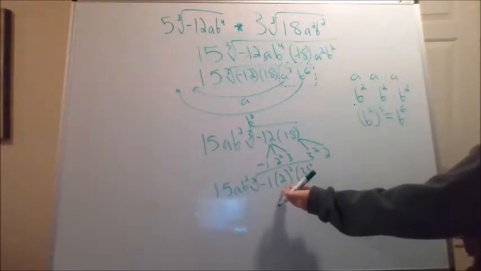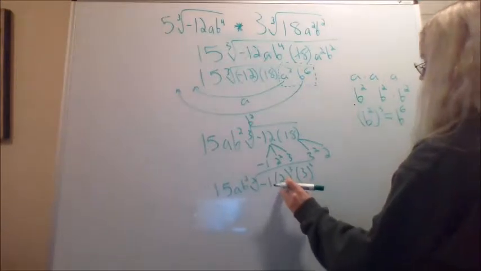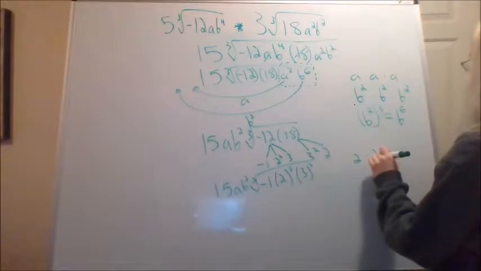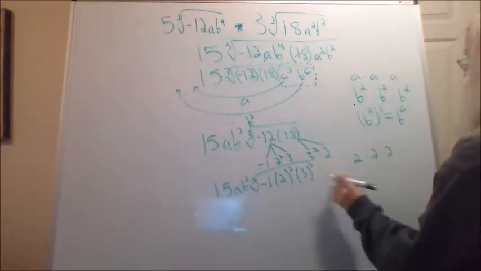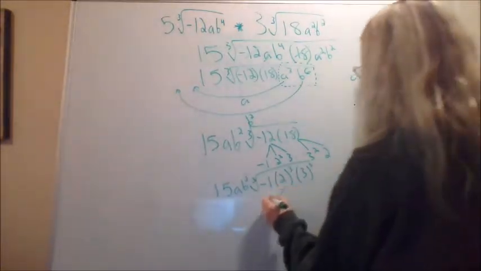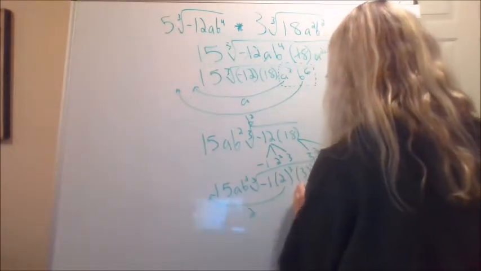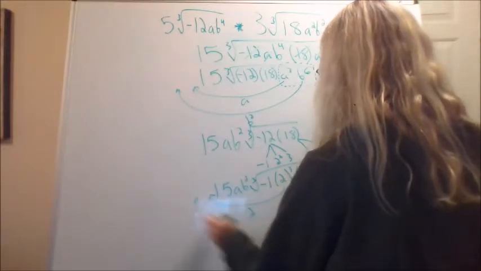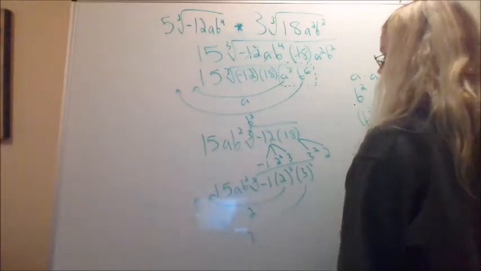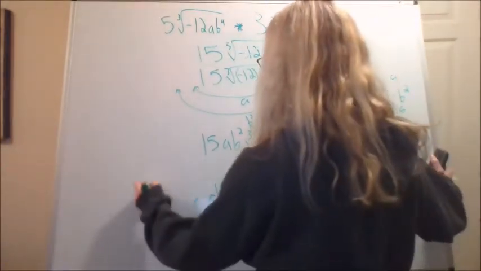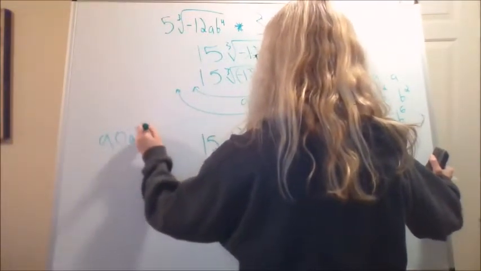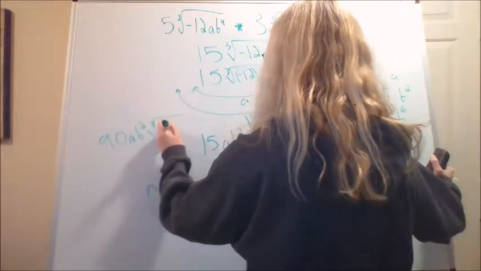So now we can clearly see that we have 3 2's all multiplied together, and we have 3 3's all multiplied together. So we can take 2 out of the radical and 3 out of the radical. So 2 times 3, that's 6. 6 times 15 is 90. So now we have 90 ab squared times the third root of negative 1.